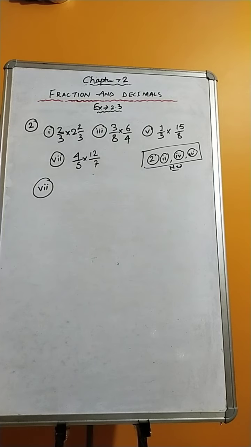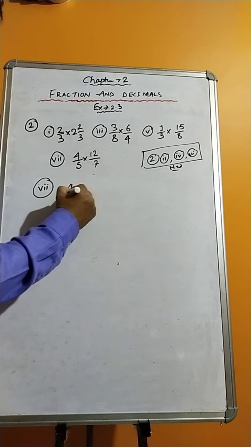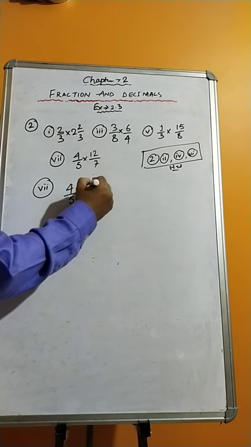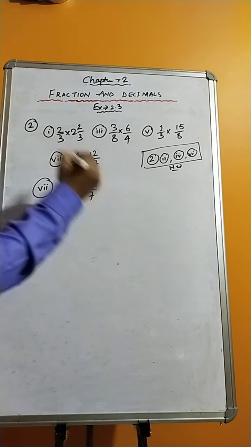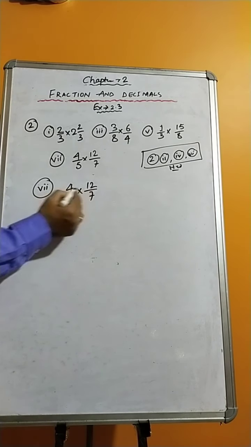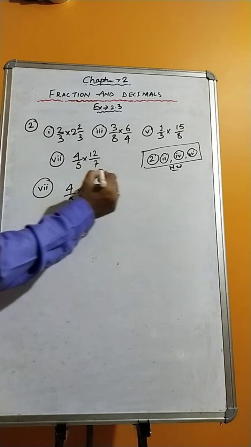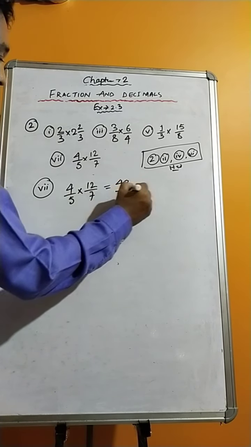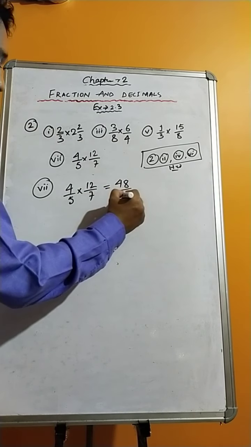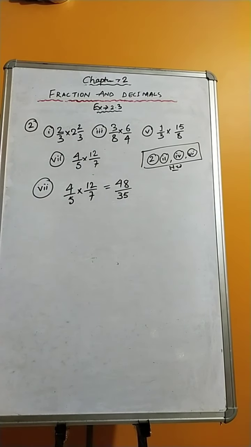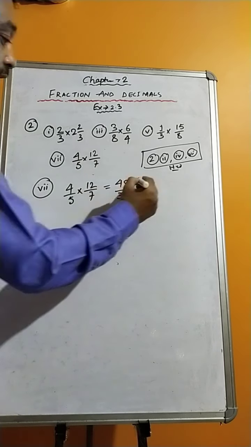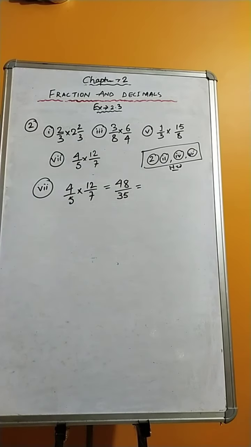Sum number 7 is 4 by 5 into 12 by 7. Now can you see any number which we can reduce? No. The answer is no. So 4 into 12 is 48 and 5 into 7 is what? 35. Fine. Now this is an improper fraction. We can give the answer in the mixed fraction form. So what will be the answer, students?